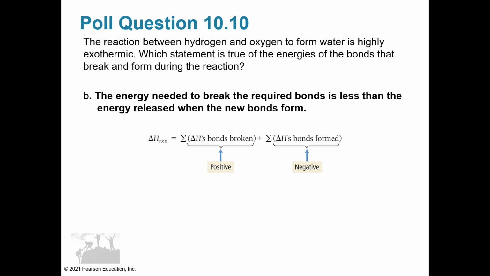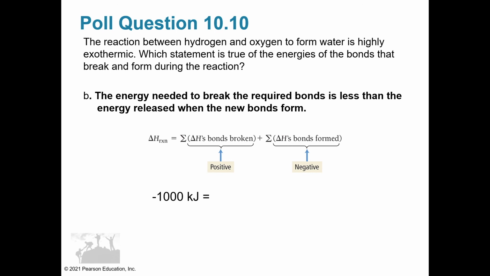So remember, when bonds are being broken, that is an endothermic reaction. So those delta H values that you saw in that last table would be positive. With bonds being formed, so when products are being made, those delta H values in the table would now be negative, because energy is being released.